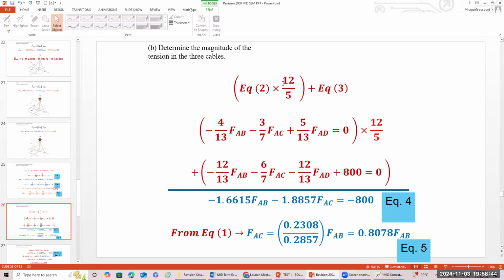What she did was to multiply equation 2 by 12 upon 5, and then add it to equation 3. Right? So that's what she did. So she multiplied equation 2 by 12 upon 5, right? And then she added it to this equation here. That's one method. And she got components here in AB, AC equal to minus H1. So technically she got another extra equation, equation 4.